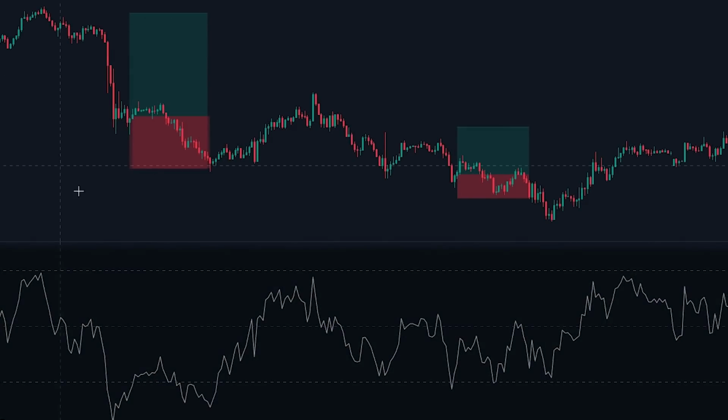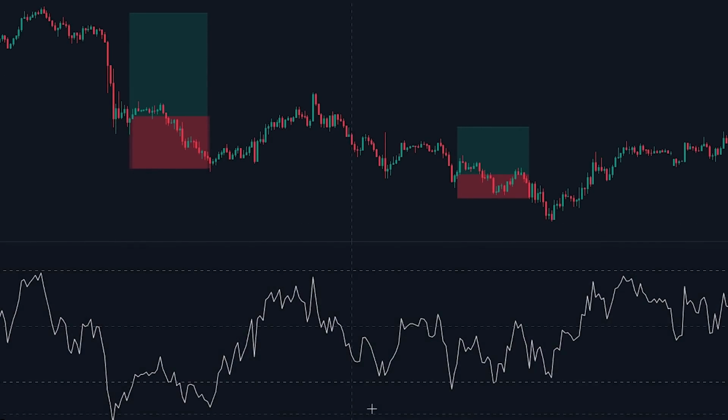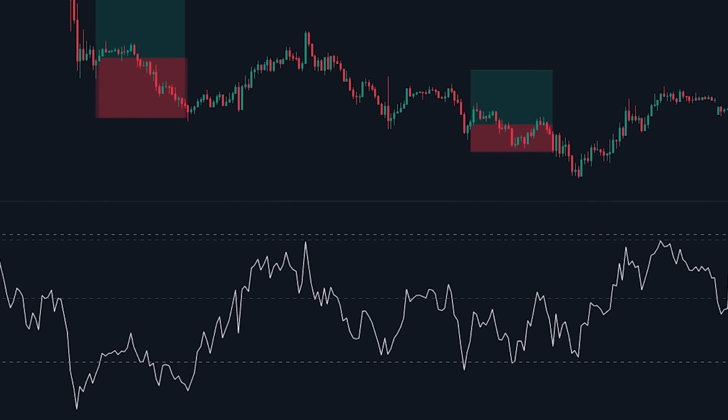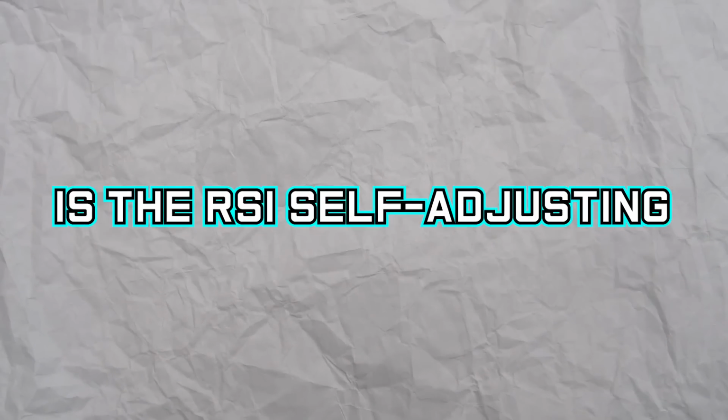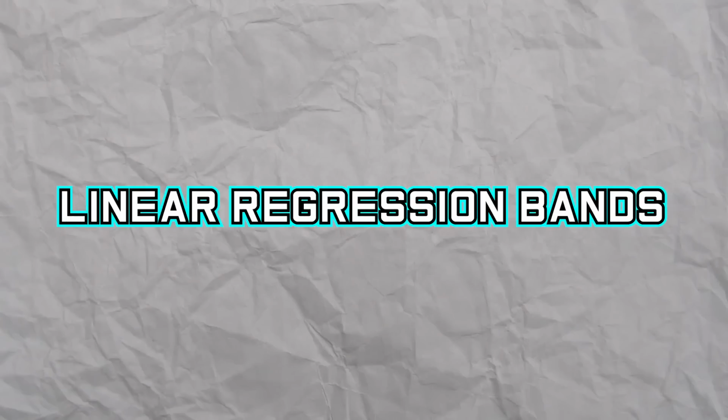We can see an example of this happening here. As you can see, the RSI is repeatedly giving oversold signals, despite the market being in a trending condition, making the likelihood of the price following the downtrend a lot higher. The solution to this issue is the RSI self-adjusting linear regression bands indicator.